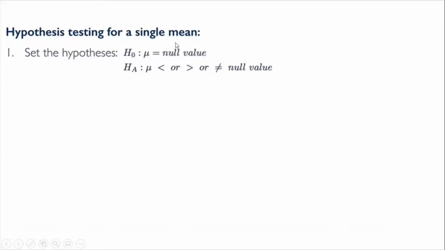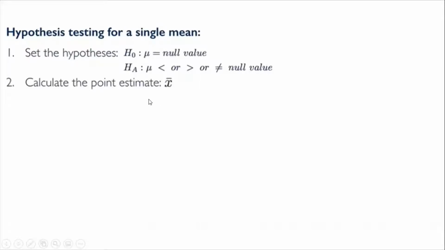Essentially, this null value is not always equal to 0. You can put any null value you want. This is not essentially equal to 0. And then we have the alternative hypothesis, which can be the opposite of the null value, or you can look at any specific direction, greater than or less than.